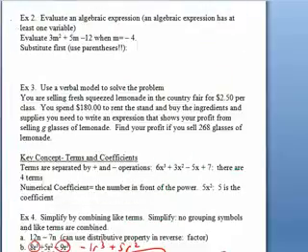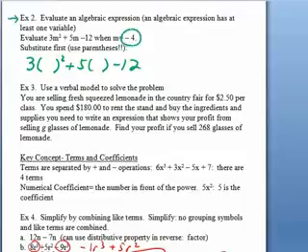Okay, example 2. Evaluate an algebraic expression. An algebraic expression has at least one variable. We're going to evaluate 3m squared plus 5m minus 12 when m is negative 4. The best thing to do is use parentheses. So you got 3, and wherever you see a variable, put parentheses. So that's m squared plus 5m minus 12, and you're going to substitute in negative 4 here. So put negative 4 in here.